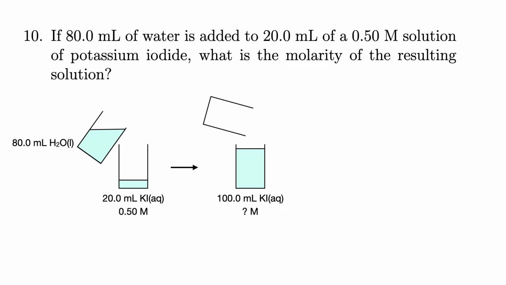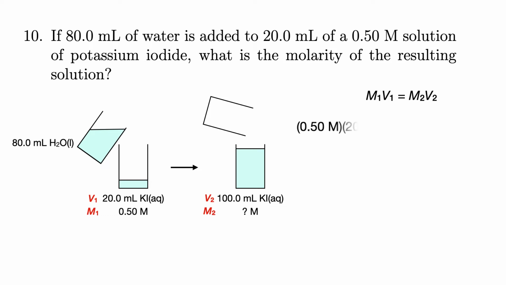And so since the number of moles of potassium iodide in the solution is the same before and after, we can use the relationship M1V1 equals M2V2. In other words, the concentration that we start with times the volume of solution we start with will equal the concentration that we end up with times the volume that we end up with. And so our starting concentration was 0.50 molar, our starting volume was 20 milliliters. Our ending concentration we don't know yet, and our ending volume was 100.0 milliliters.